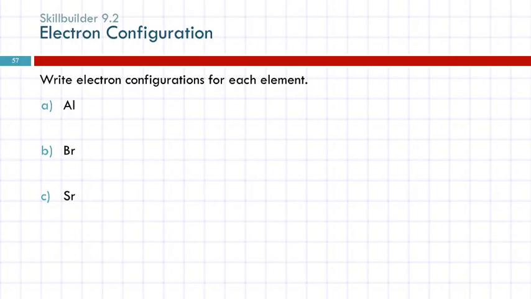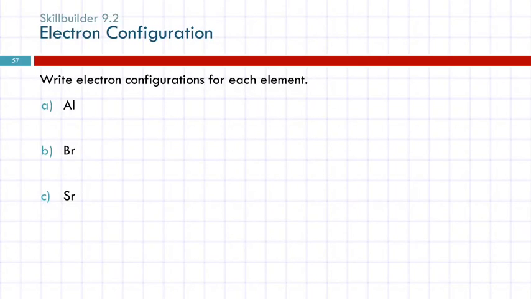So for aluminum, find it on the periodic table. What block is it in? S, P, D, or F? It's in the P block, okay? That tells me that its electron configuration is going to end with P something. What period of the periodic table is it in? The third period, right? So it's going to end in 3p.